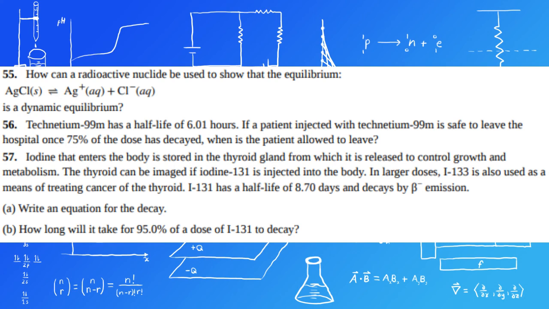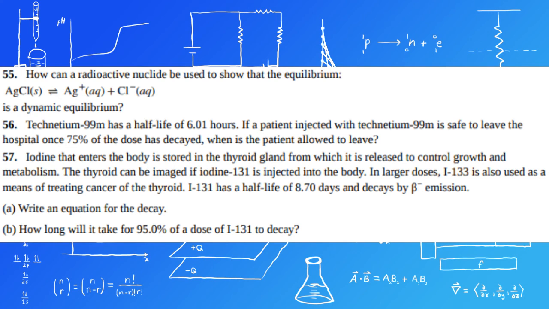And finally, 57, iodine that enters the body is stored in the thyroid gland from which it is released to control growth and metabolism. The thyroid can be imaged if iodine-131 is injected into the body. In larger doses, iodine-133 is also used as a means of treating cancer of the thyroid. Iodine-131 has a half-life of 8.7 days and decays by beta emission.